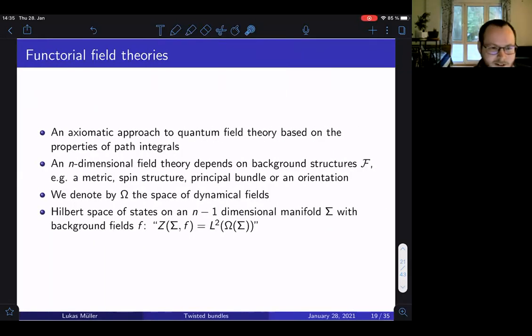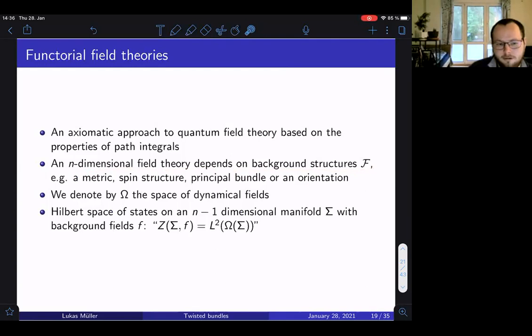Let me start with a really brief motivation of this approach, which goes under the name of functorial field theory, which goes back to the work of Atiyah and Segal. And the idea was, even though you cannot define the path integral in all generality, you try to somehow axiomatize the properties you get out of the path integral. And for this, I should set up a bit more structure. So if I have an n-dimensional field theory, this is something I want to be able to evaluate on all n-dimensional manifolds, but those might need to be equipped with some background structure.